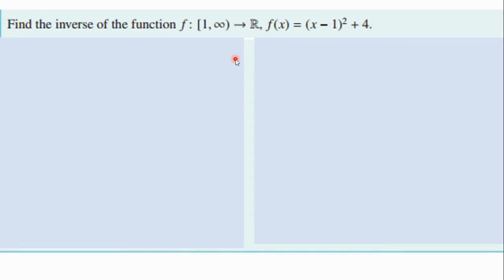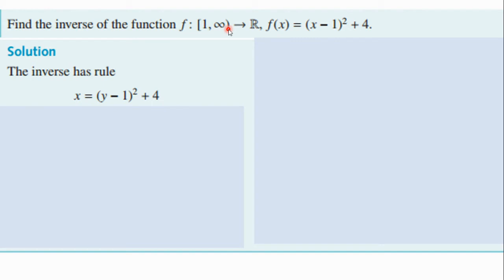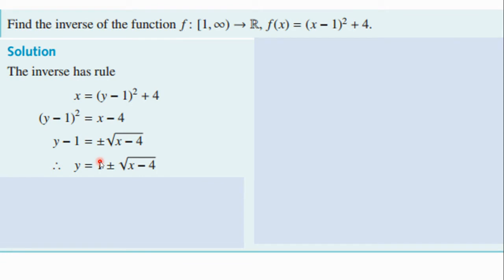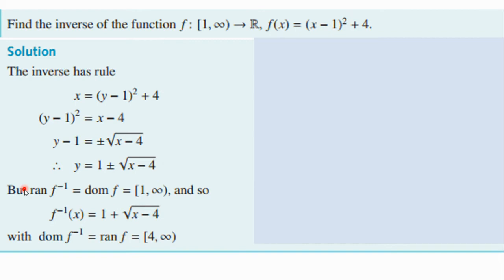Okay, here's another one. And look at this one. So we've got a domain here, of the original function of 1 to infinity. So we write it out, x and y swapped around. Then we do some rearranging to get y equals. Don't forget, whenever we square root something, we get a plus and a minus. But because the range of the new function has to be the domain of the original function, and the domain of the original function is 1 to infinity, so all positive numbers, yeah? So the range of this one has to be just the positive side. So when we've got our plus or minus, we're not including the minus, we've just got the positive bit.